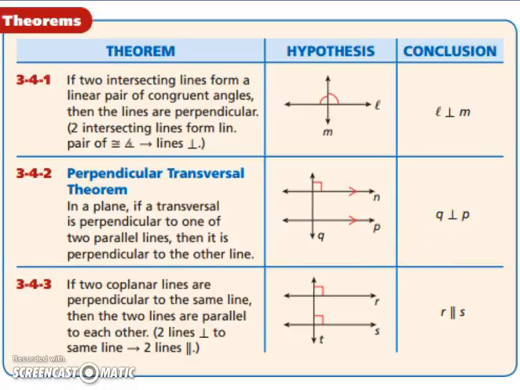This one's almost backwards. There's a slight variation to it. If two coplanar lines are perpendicular to the same line, then the two lines are parallel to each other.